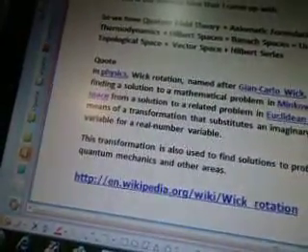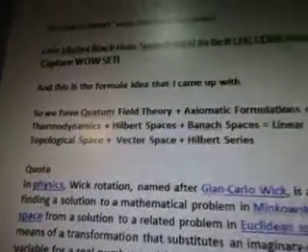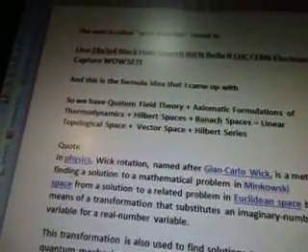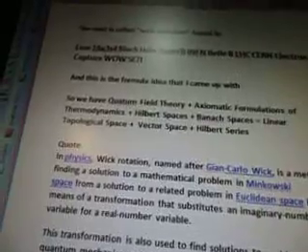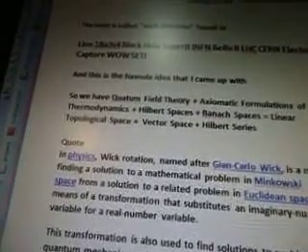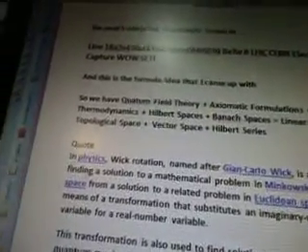So we have a quantum field theory, plus an axiomatic formulations of thermodynamics, plus Hilbert spaces, plus Banach spaces, equals linear topological space, plus vector space, plus Hilbert series.